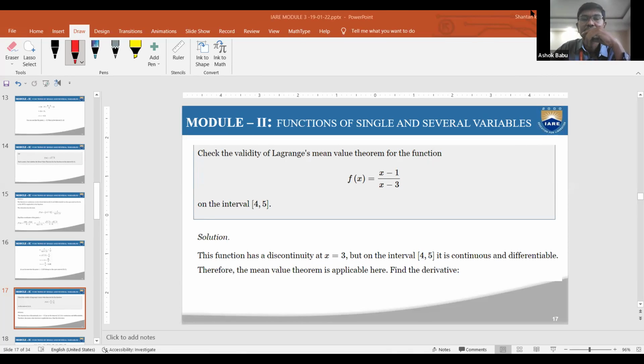How much time does it take to complete a small problem? It's a small problem. A is given, B is given. Only you need to find out the f dash of c. Unable to get the derivative?